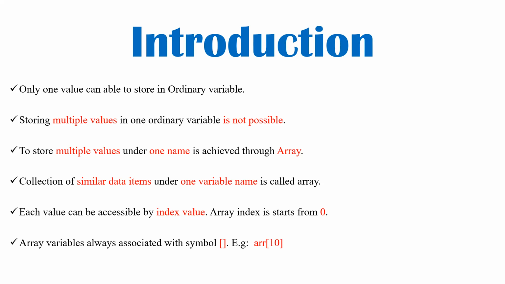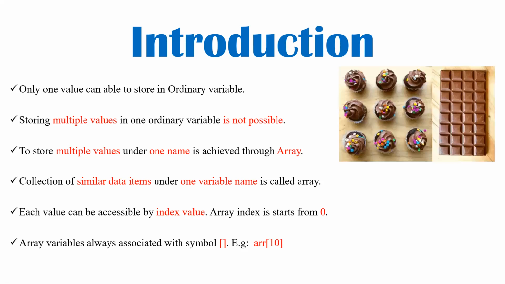A normal variable is represented using its variable name. How do we differentiate an array variable from other variables? Array variables are always associated with the symbol called a square bracket. So a variable along with a square bracket is called an array variable. For example, array of 100, array of 10, or name of 10. Whatever it is, a variable with a square bracket is called an array variable.